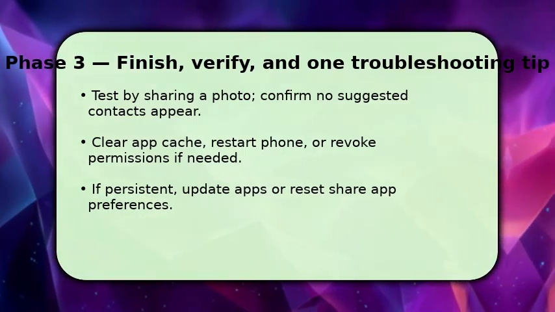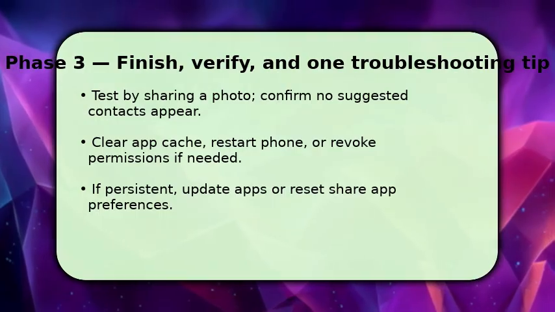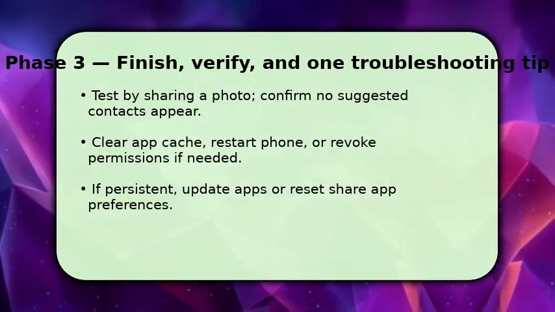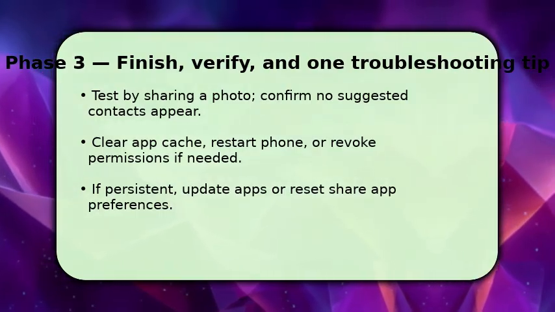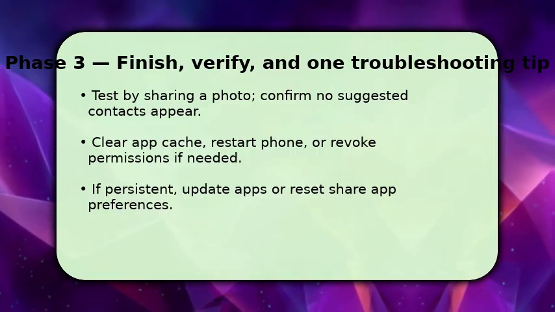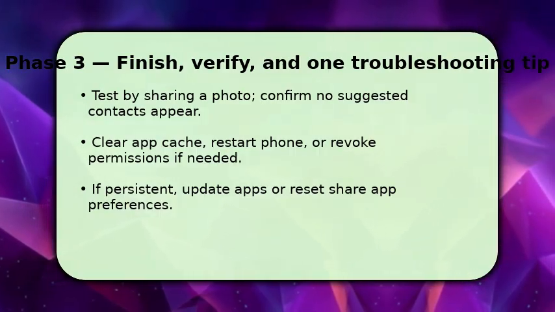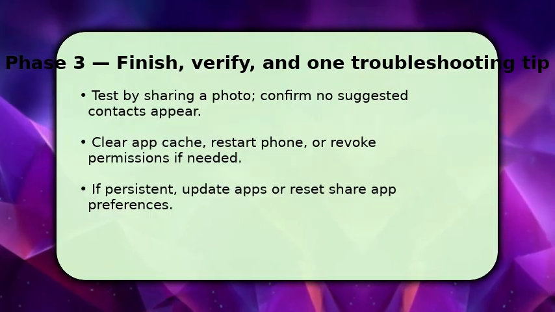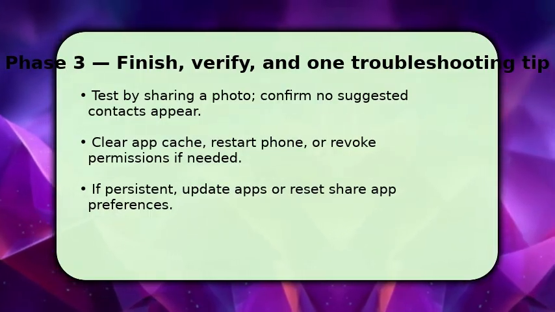If that fails, revoke contacts permission from apps that surface suggestions, update the apps and Android system, or reset share app preferences in settings. Doing so resets any lingering defaults. Finally, retest. Once gone, your share sheet will no longer show suggested contacts.